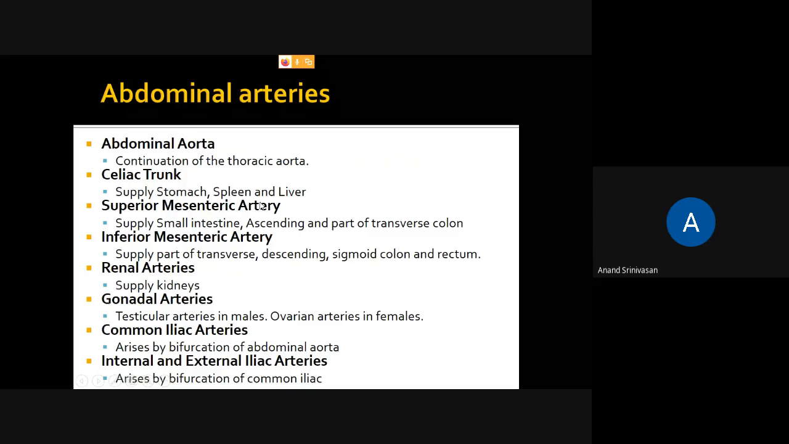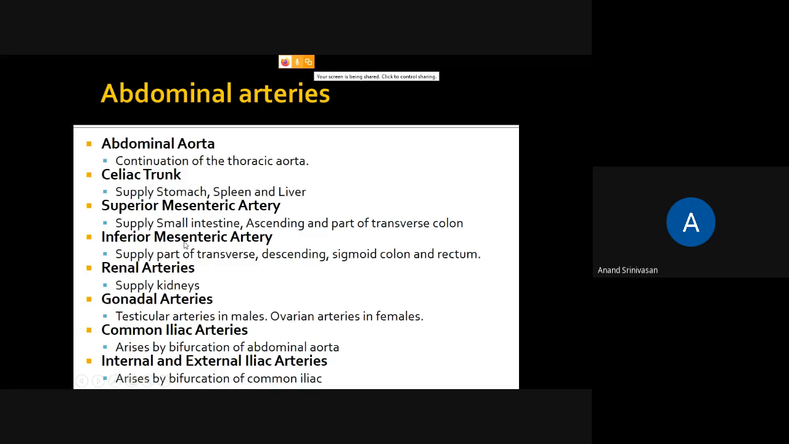The superior mesenteric artery supplies the small intestines, ascending colon, and a part of the transverse colon. Now, this we will read in the GIT module. We will be seeing about this in the gastrointestinal module. What is the ascending colon and transverse colon? Right now you may not be able to understand, but once we cover it there, we will be able to understand. We will be repeating the same thing.